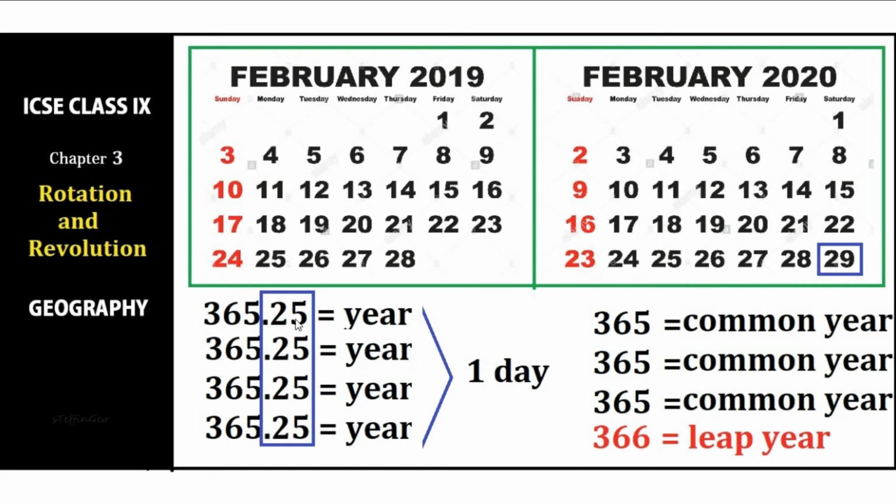2021, 22, 23 will have only 28 days in February, but in 2024 again there will be 29 days. That is, these additional 6 hours are taken together to form 1 day, and it is added to the next year's calendar. That is a leap year. This is how we are adjusting with the time in case of calculation.